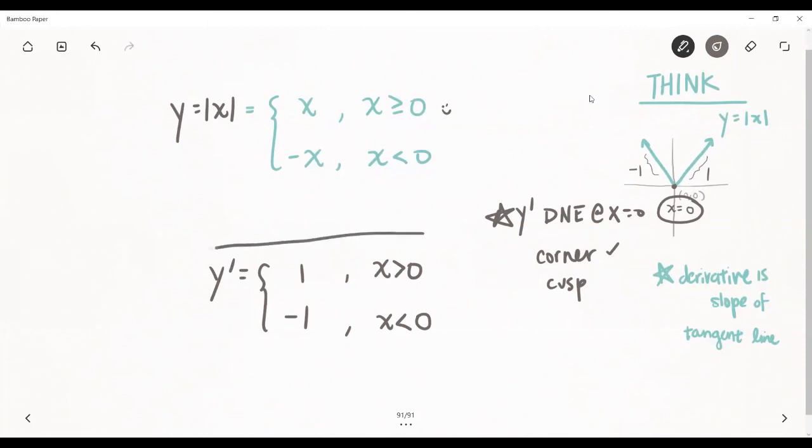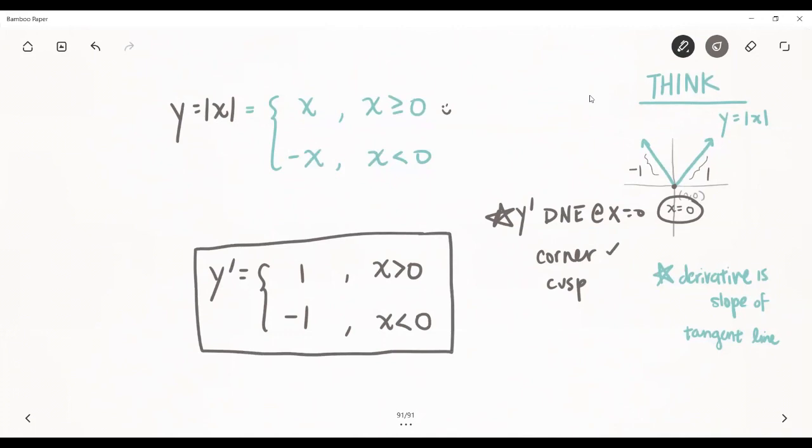All right. So now we've tackled the derivatives of these 3 other basic functions we've seen in algebra, and we know how to take the derivative of pretty much any function.